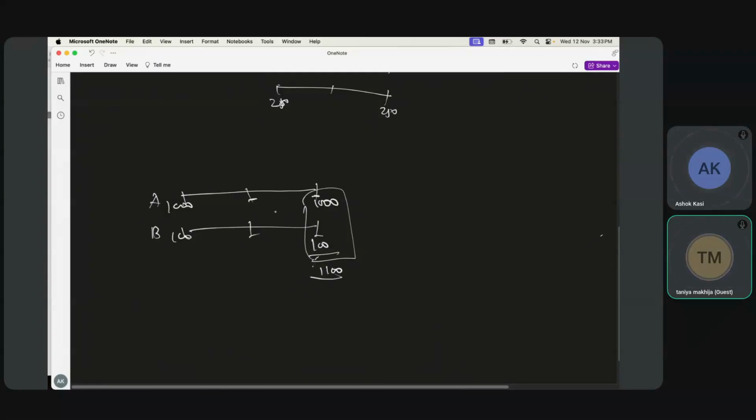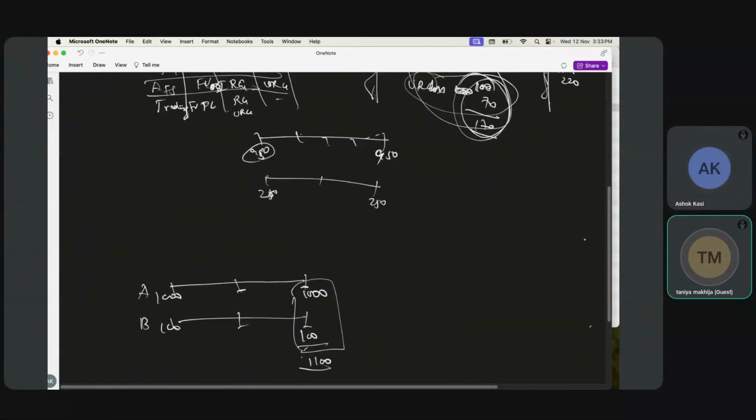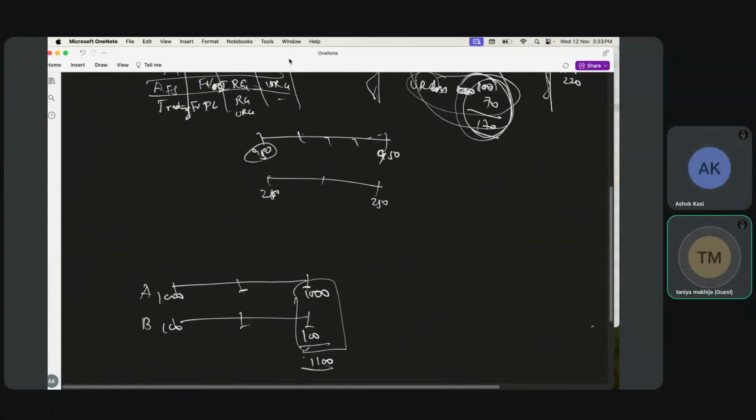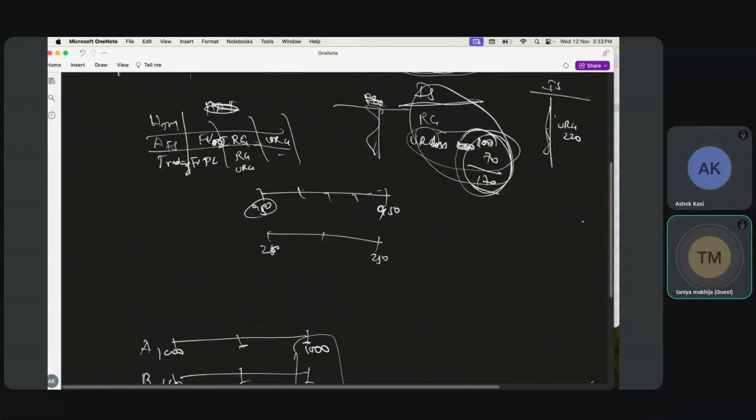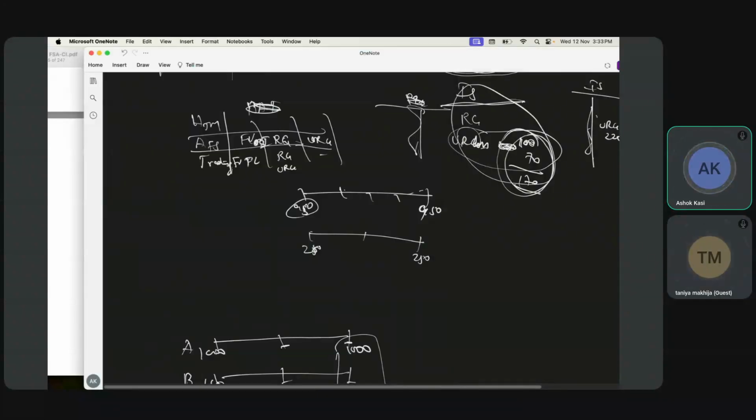So sir, this carrying value is 1200 and the fair value is 900 plus 350. Correct. That's the fair value. Because they have given you the condition that you are purchasing initially at par. So that amount is par, and it will reach par.